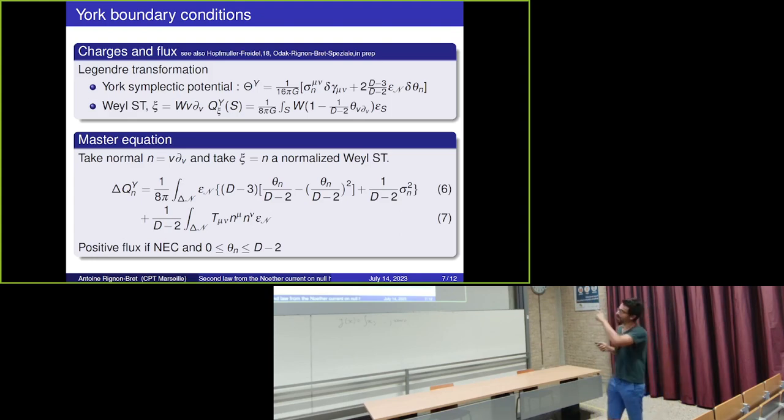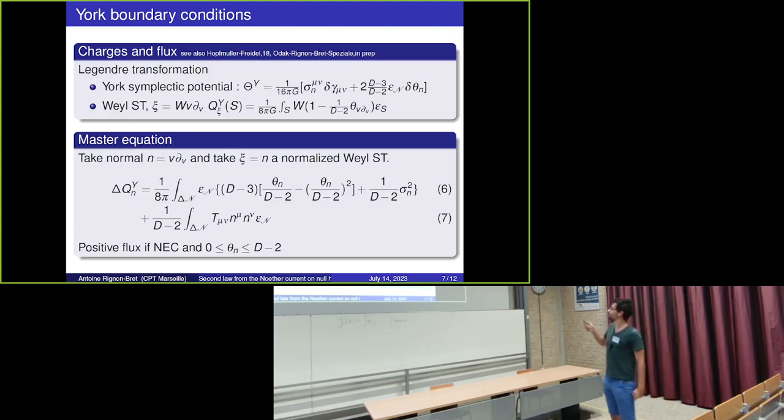And from this, we can calculate the charge variation associated to these supertranslations with diffeomorphisms that here is the Weyl supertranslation normalized to W equals 1 for simplicity. And you find these equations, 6, 7, and what is interesting here is that the last term is positive if the energy condition is unsatisfied.